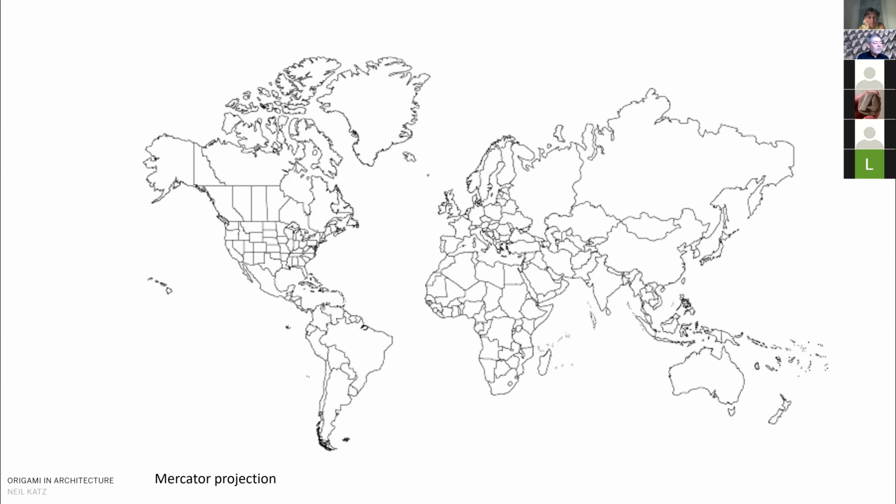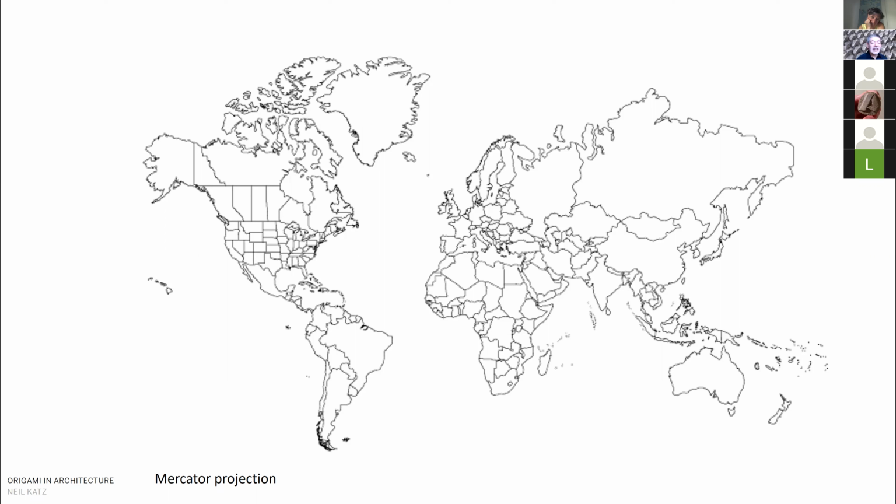Projections. The Earth is spherical, but we often need to display it, to represent it on a flat surface. Okay? So there's a relationship there with origami. We want to take a three-dimensional form and be able to unfold it to a flat sheet so that we can recreate the three-dimensional form again.